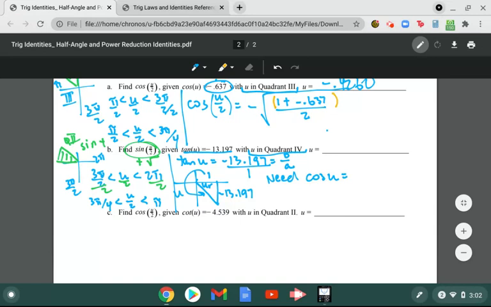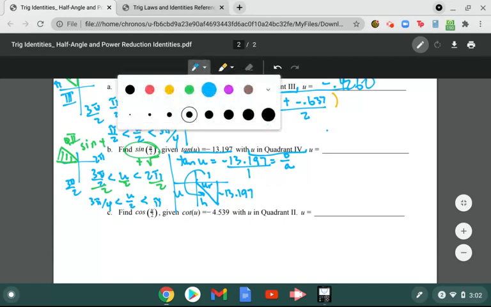Cosine of u, SOHCAHTOA, so that's adjacent over hypotenuse. I need to know what my hypotenuse is equal to, and I'm just going to use the Pythagorean theorem to figure that out. So let me erase this. I'm just going to use my Pythagorean theorem, and then I'm so close.